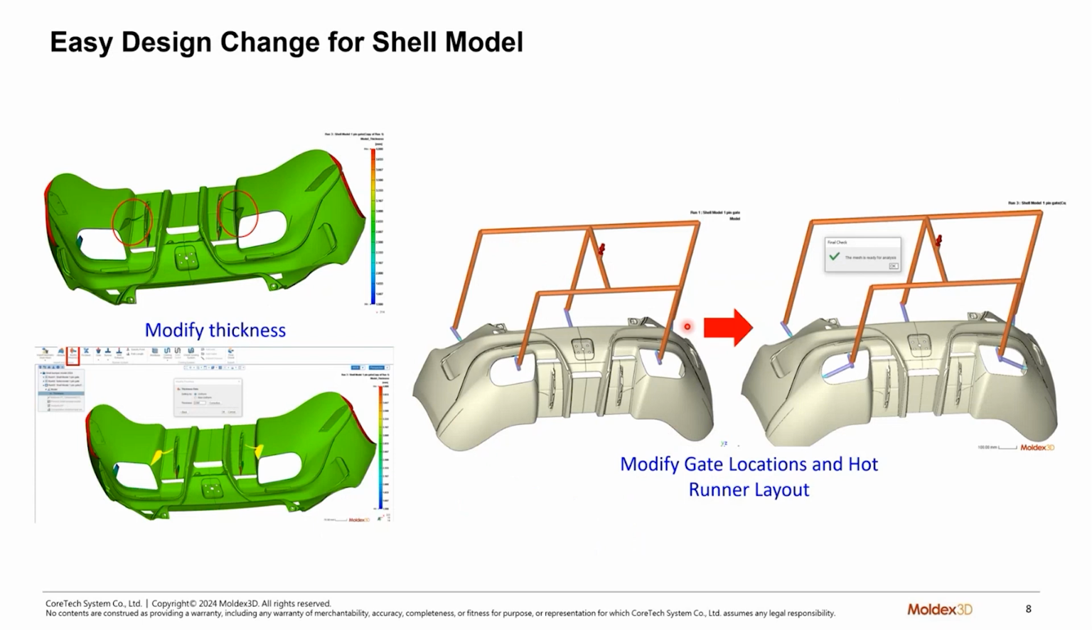Okay, so here is one example of the easy design change for a shell model. For a model like the bumper here, with Moldex3D shell, we can easily modify the thickness, or easily modify the gate location and runner layout for further design evaluation.